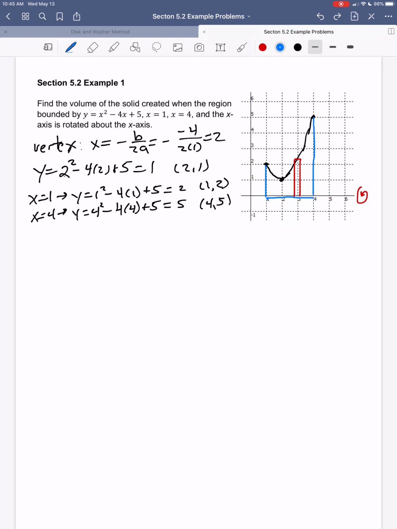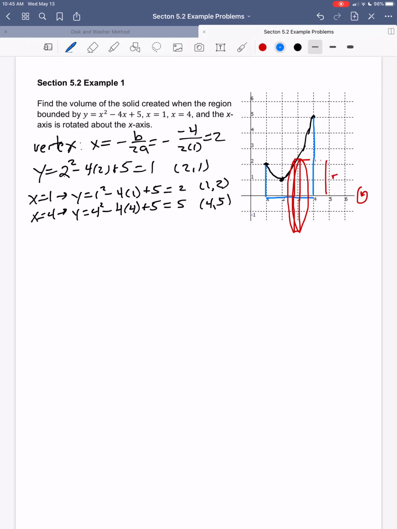Okay. And what I'm going to do then is rotate that rectangle. That's going to give me a disc, right? When I rotate that, it's going to look something like this. And I'm going to have to sort of figure out then what this R is there.